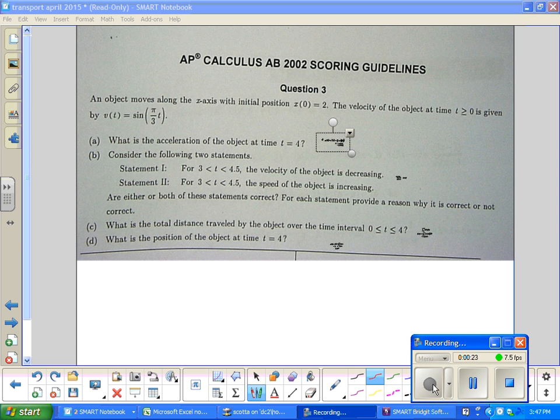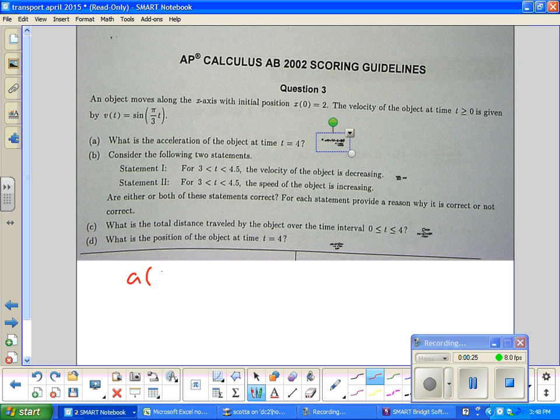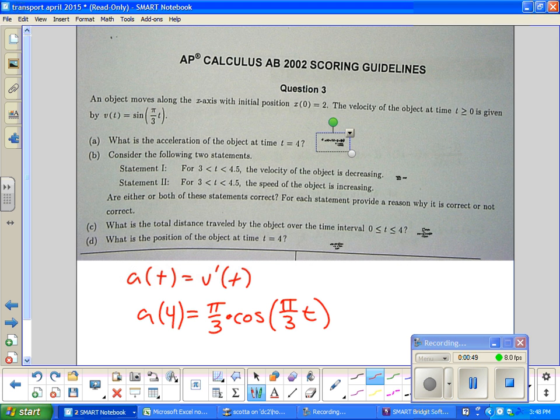What is the acceleration of the object? Well, acceleration is the derivative of velocity. Now, this is a calculator section. I would just plug it in. Sine of pi over 3t, evaluated at 4 for the derivative. Let's just, for the sake of argument, take the derivative of sine, which is cosine, and it's a chain rule. So pi over 3t means there's a multiplier out there. And if I want to do this at 4, I can change the t here to 4.